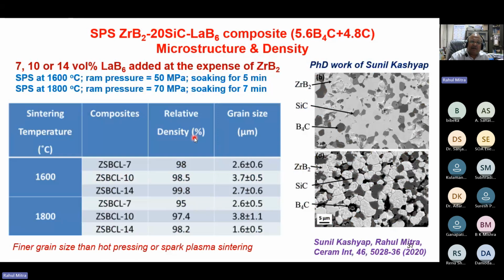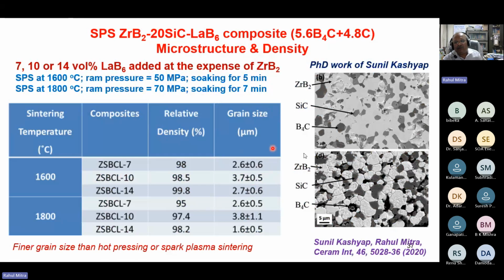We also prepared composites by addition of lanthanum hexaboride, in addition to boron carbide and carbon, by spark plasma sintering. Without lanthanum hexaboride addition, we could not get density by spark plasma sintering. On LaB6 addition, we found that it acted as a scavenger for oxygen, and formed lanthanum borate, etc. And these are the grains. Grain sizes are much finer because here the sintering was done at 1600 or 1800, not at 2000.